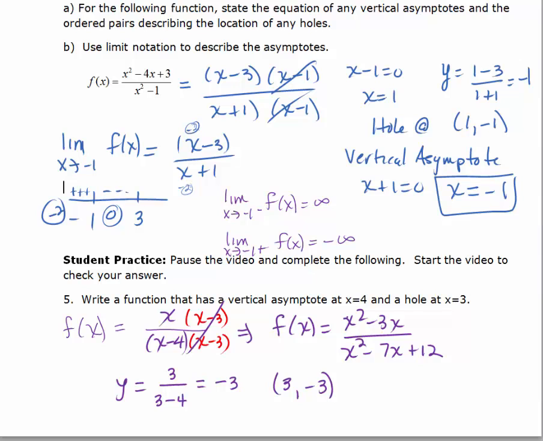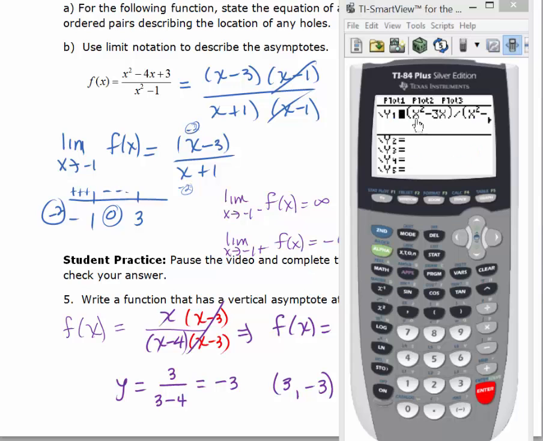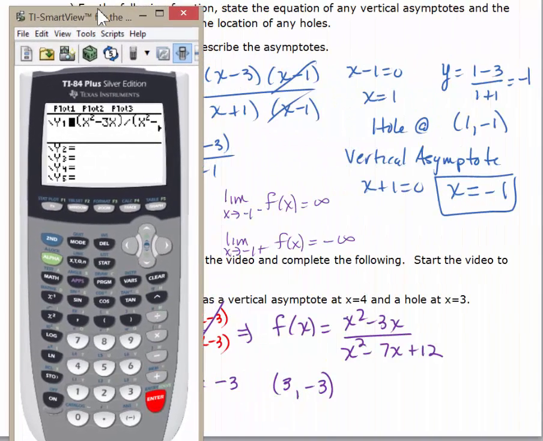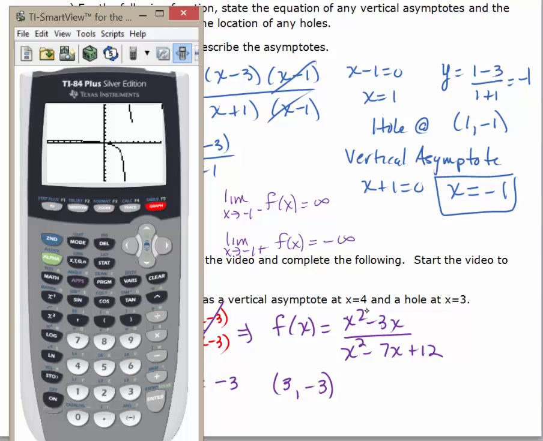And let's confirm that on the calculator. So I have entered the function x squared minus 3x divided by x squared minus 7x plus 12 in my y equals. I'm going to graph it. I'm looking for a vertical asymptote at x equals 4 and a hole at x equals 3. And I can see at 4 it certainly appears that there is a vertical asymptote here. I'll trace 4 to see that no y value will show up.